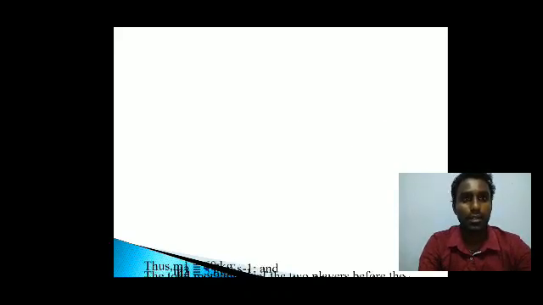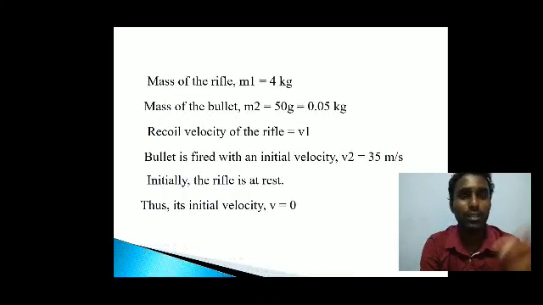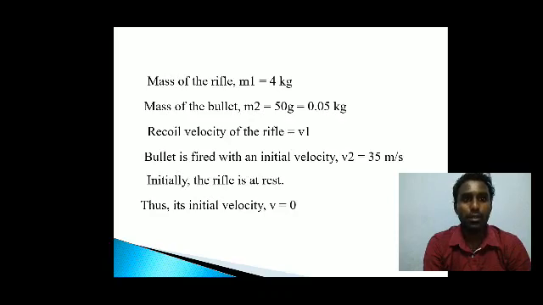Just a minute. So the mass of the rifle m1 is 4 kg and the mass of the bullet m2 is 50 gram. Convert 50 gram into kilogram, so we divide by 1000. 50 divided by 1000, 0.05 kilogram. And the recoil velocity of the rifle is called v1, which will be acting backside.